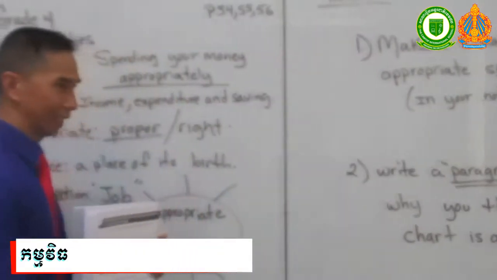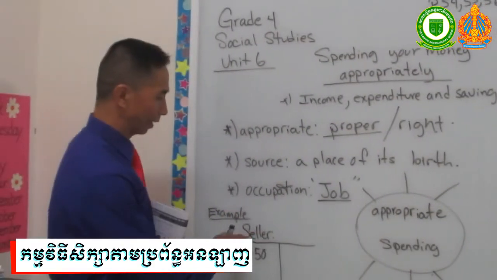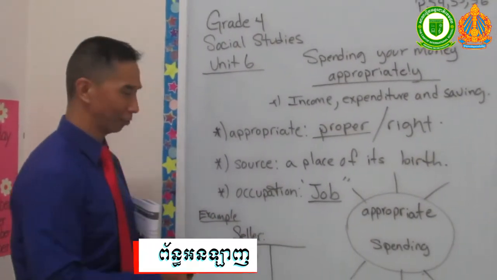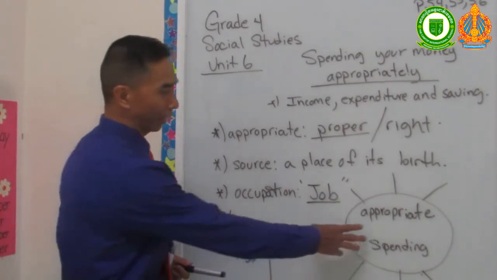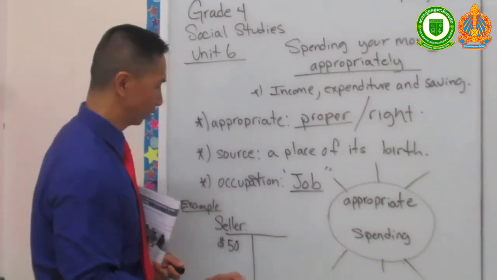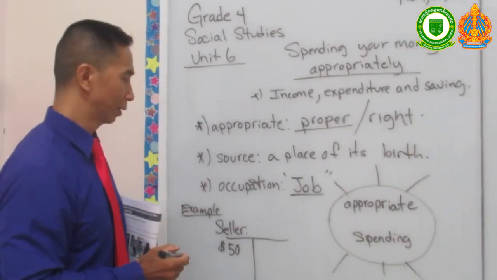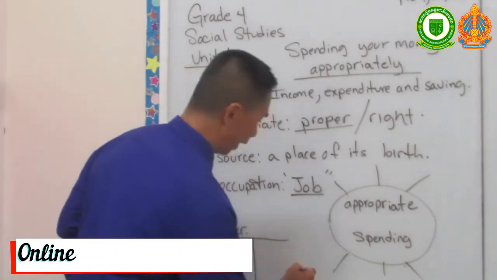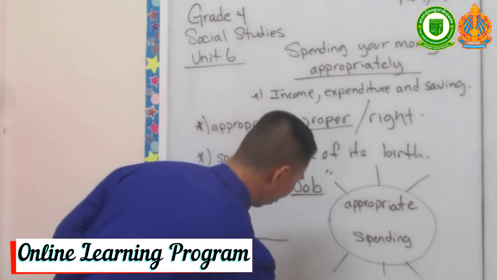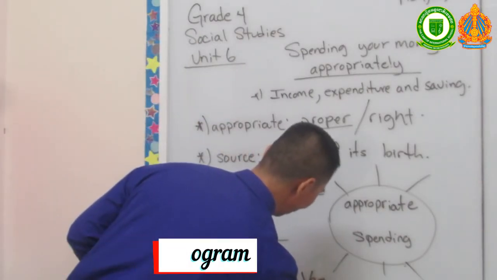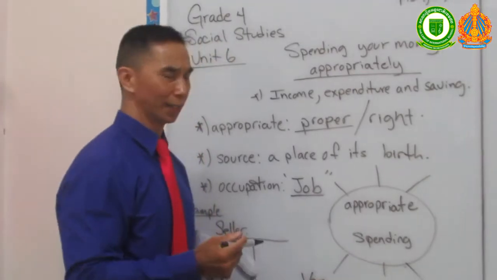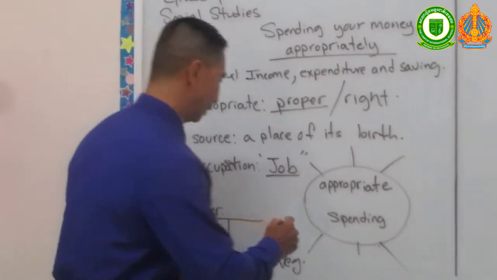Okay, I'm going to give you an example. Just say I am a seller and I'm making $50 a week and I'm trying to make a list of my appropriate spending. So as a seller, what kind of products do I need? Think about it. If I'm selling groceries, I need to buy vegetables, right? Vegetables. Then I need to buy seasonings.